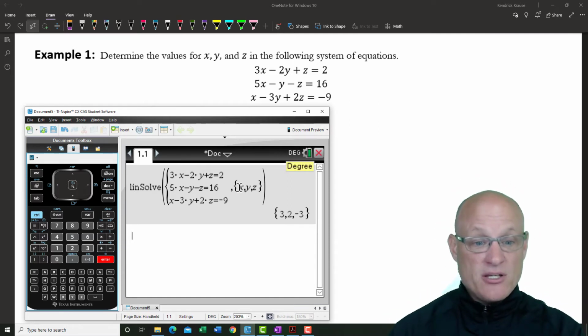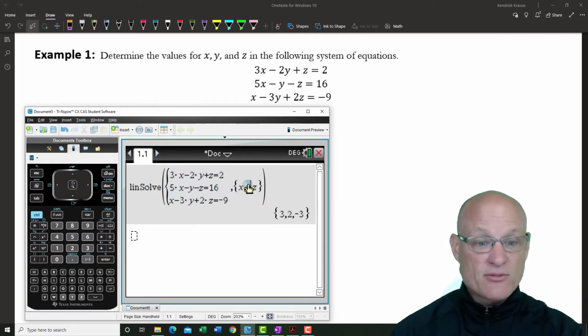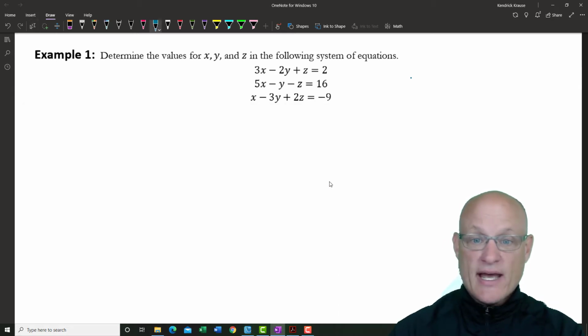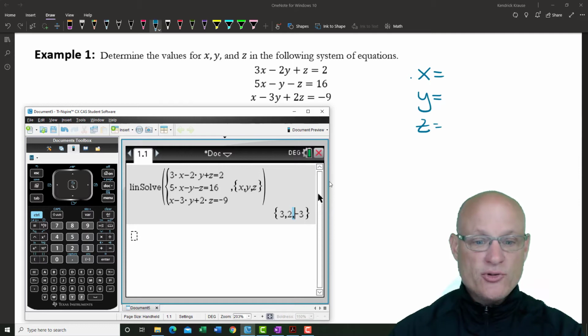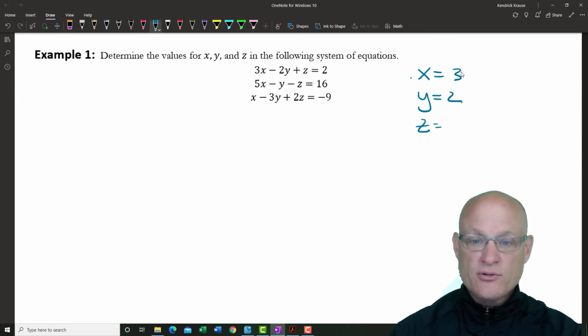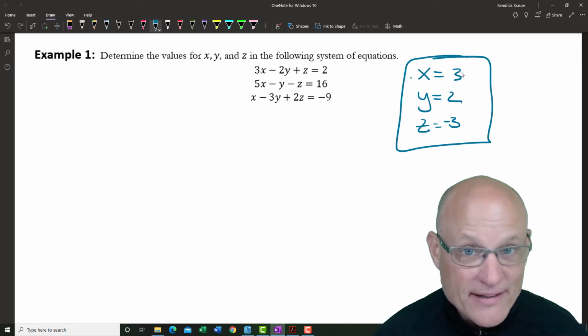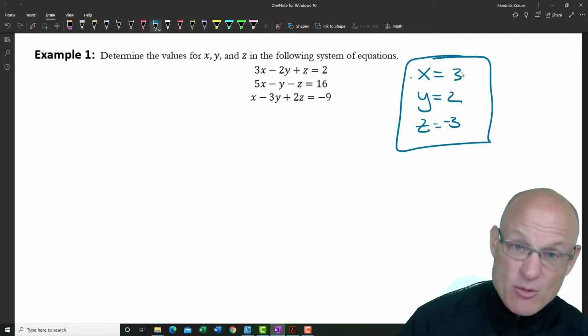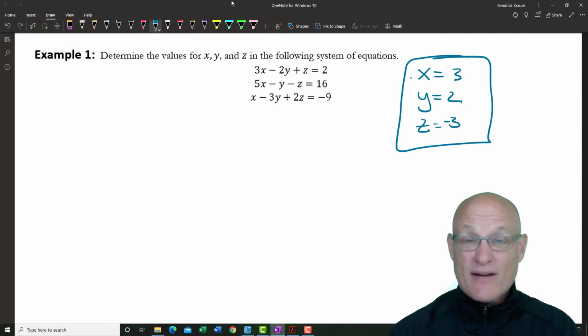So notice how here they're x, y, z. Here it's x, y, z. And here it's going to be x, y, z. So if I come over here, I know that x equals, y equals, and z equals 3, 2, negative 3. Now what I have here is the answers. You have no credit. You just have the answers. So when you're done with this work, you're going to be all excited because you have the right answers.